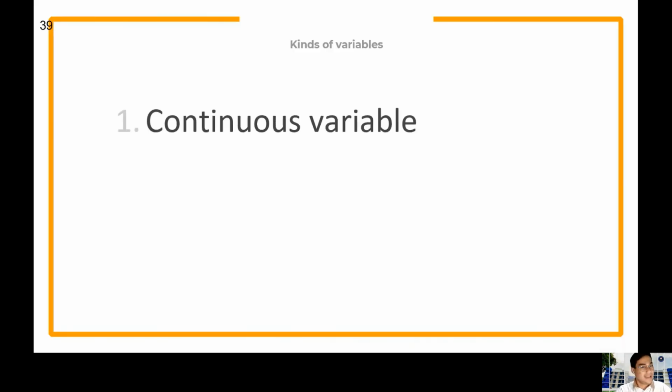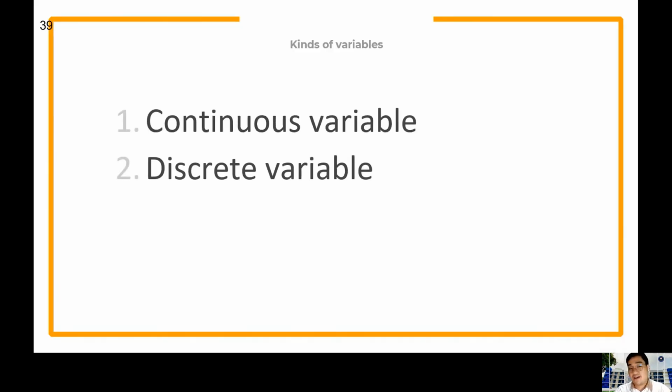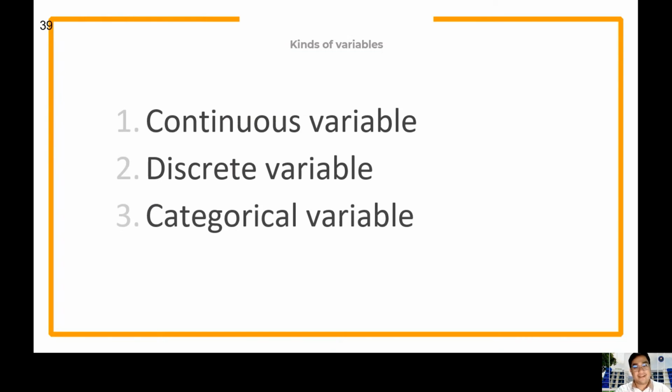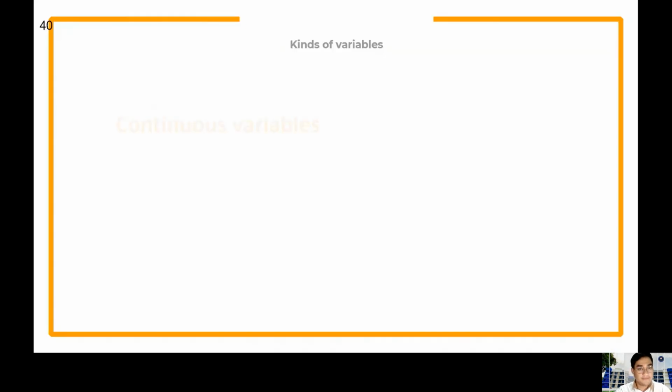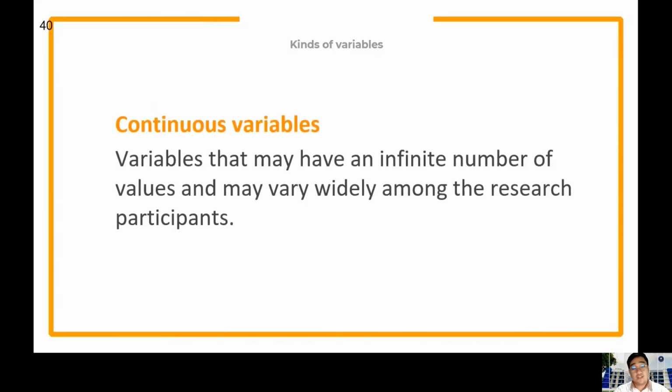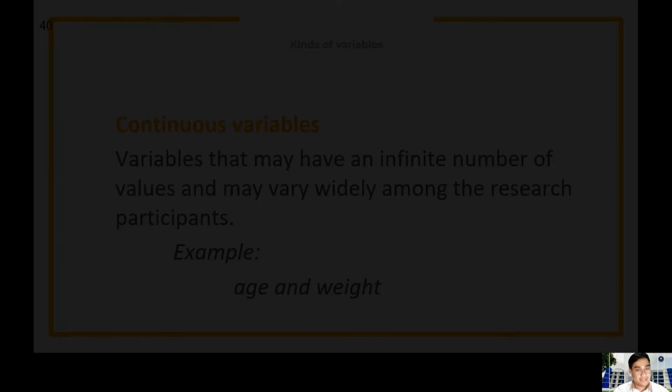Okay, so we have kinds of variables. We have continuous variable, discrete variable, and categorical variable. Let's start with continuous variables. These are variables that may have an infinite number of values that may vary widely among the research participants. Examples are age and weight. So basically, each and every participant differs in their age and their weight.